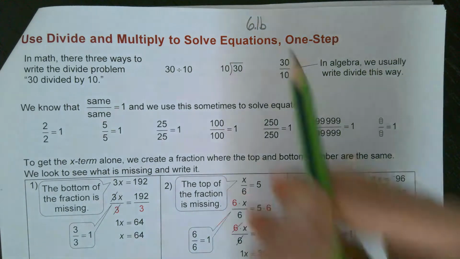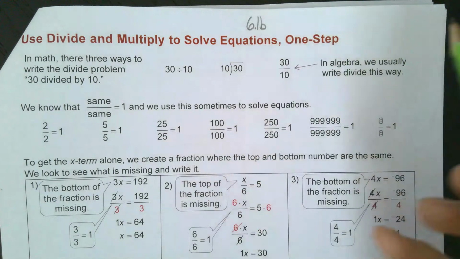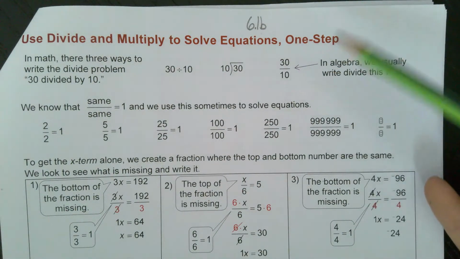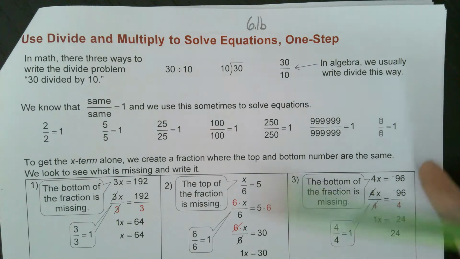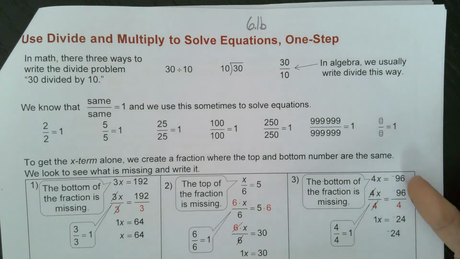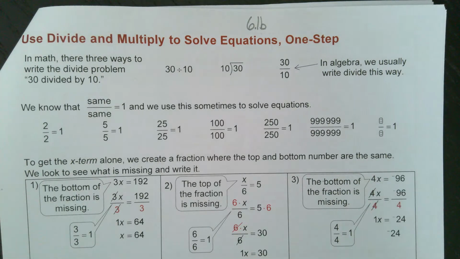Working on book 6.1b. The final step, where you divide by same over same, you divide by a number to get x alone. Well, this is what we're going to do in this video.